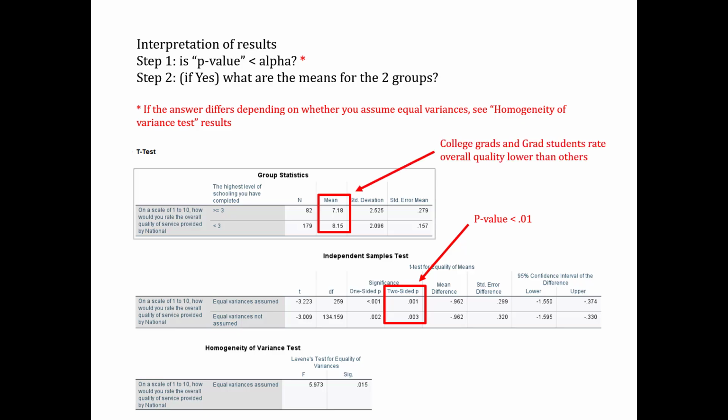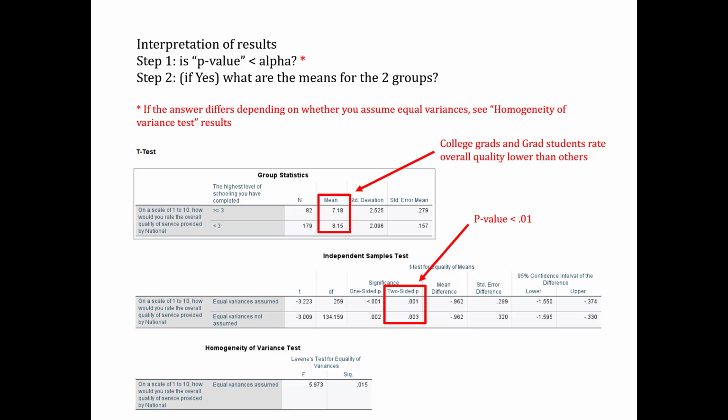Since the p-value is less than our alpha, we reject the H-naught that the means are the same. Now we can look at the means shown in the first table. You can see that the mean for the group greater than or equal to 3 is 7.18, which is lower than 8.15, the mean for the less than 3 group. In other words, the first group, which has higher education, gives a lower rating on overall quality than the second group with less than a college degree. This suggests that national insurance is rated more poorly among college grads. This implies that unless they take action to improve their quality perception in this group, they may lose more of these customers.